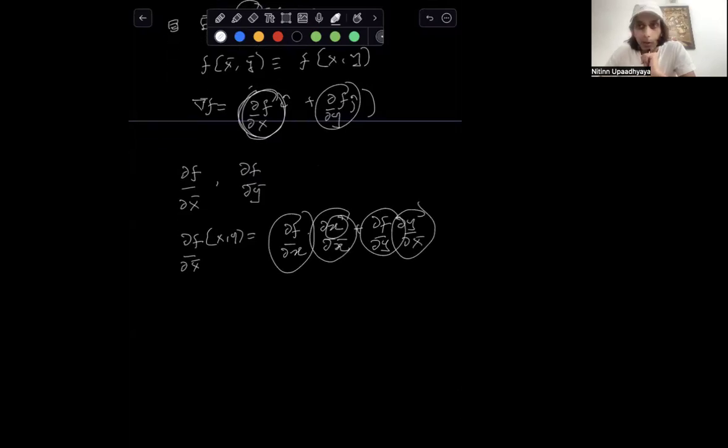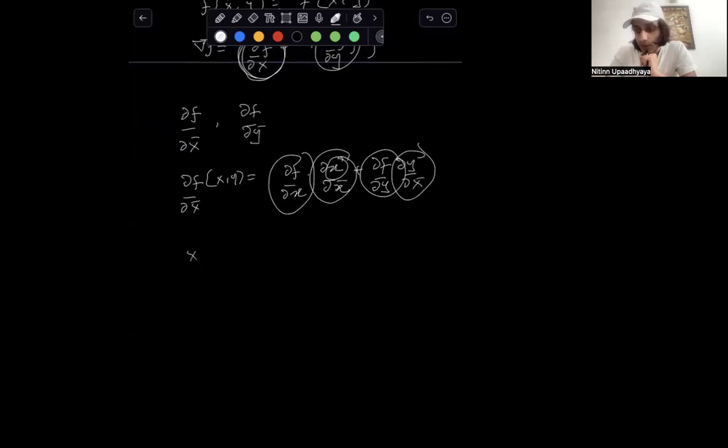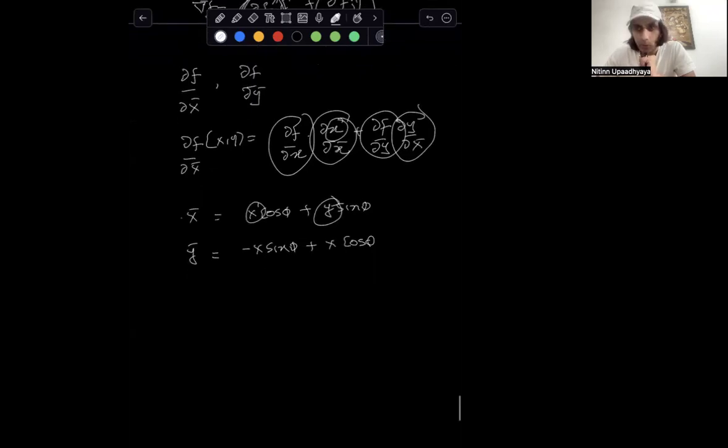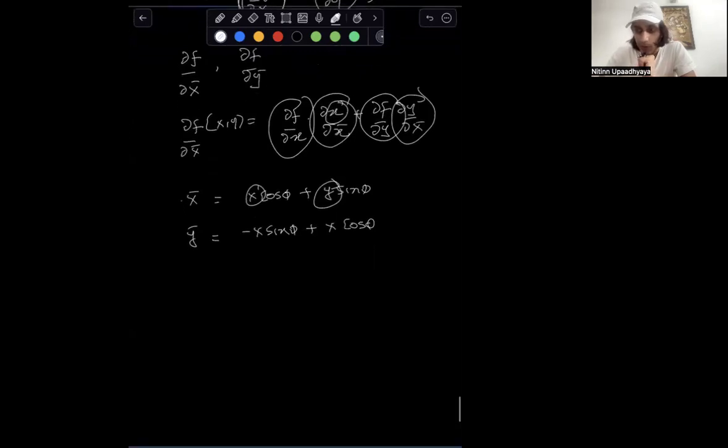Now, in order to figure out how we differentiate x with respect to x̄, I just expand the rotation matrix that we worked out last time. So x̄ we know is x cosine φ plus y sine φ, and ȳ is minus x sine φ plus y cosine φ. Now all we have to do is invert this relationship to express x in terms of x̄ and ȳ, and y in terms of x̄ and ȳ. One very straightforward way of doing that is just to eliminate the variables and work out what x and y are.